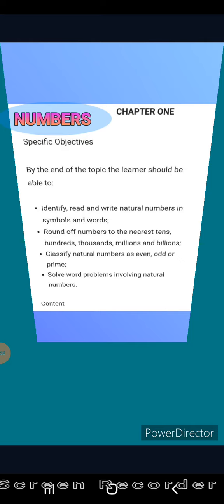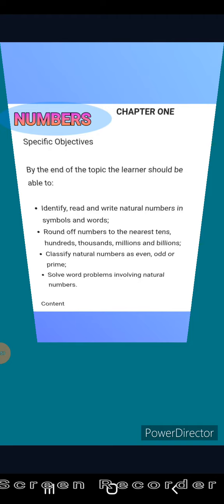Here are the specific objectives, and by the end of the topic, you should be able to: 1. Identify, read and write natural numbers in symbols and words. 2. Round off numbers to the nearest tens, hundreds, thousands, millions, and billions. 3. Classify natural numbers as even, odd, or prime. And finally, solve word problems involving numbers.